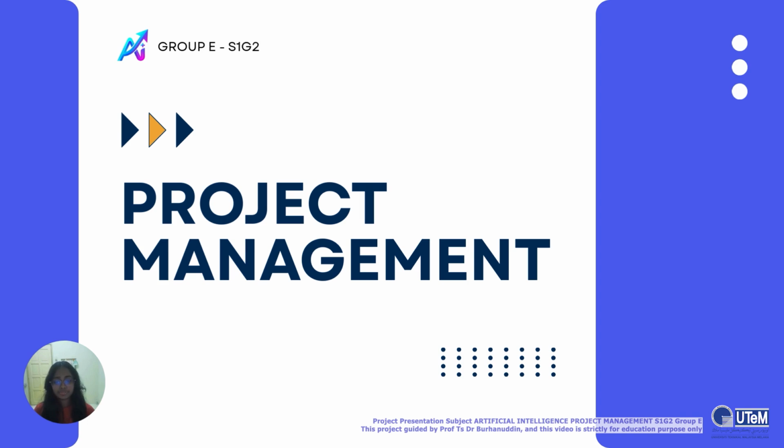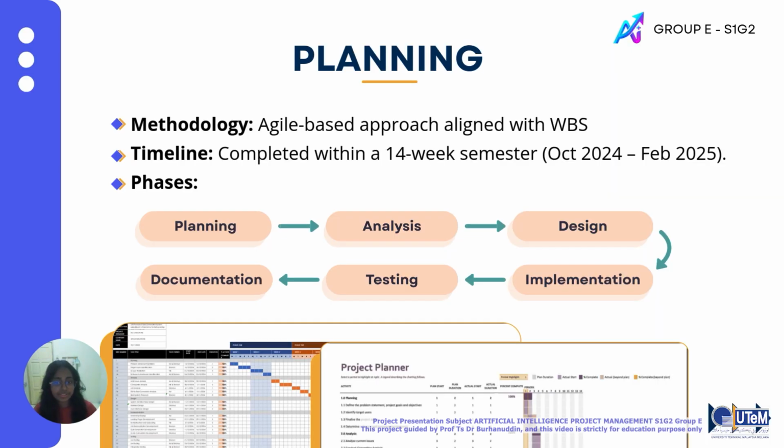Continuing with project management. Starting with the planning phase, we have structured our project using an agile-based approach to ensure that we could quickly adapt to the strict 14-week semester timeline that we have. We have also utilized a work breakdown structure to divide our project into 6 clear phases, such as planning, analysis, design, implementation, testing, and documentation. This made us finalize our critical dependencies, such as the system architecture design, before we even started coding, which helped for a smooth transition from design to execution.